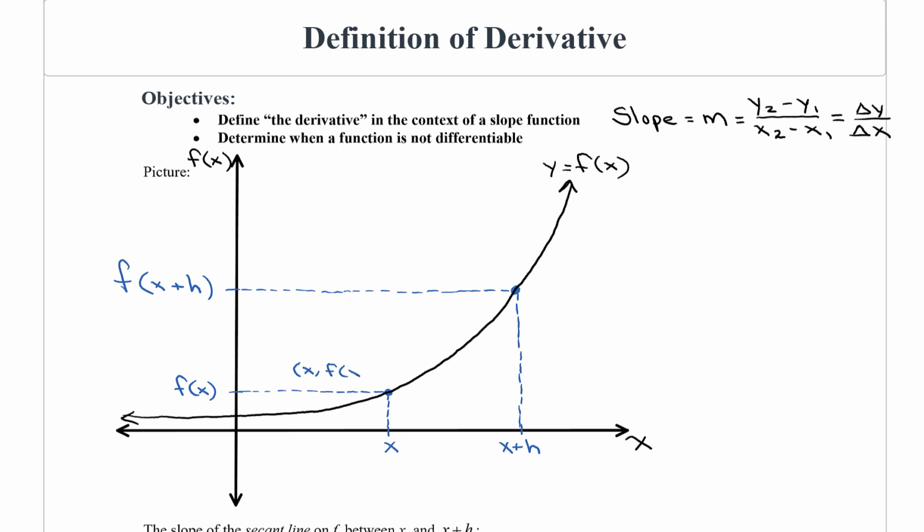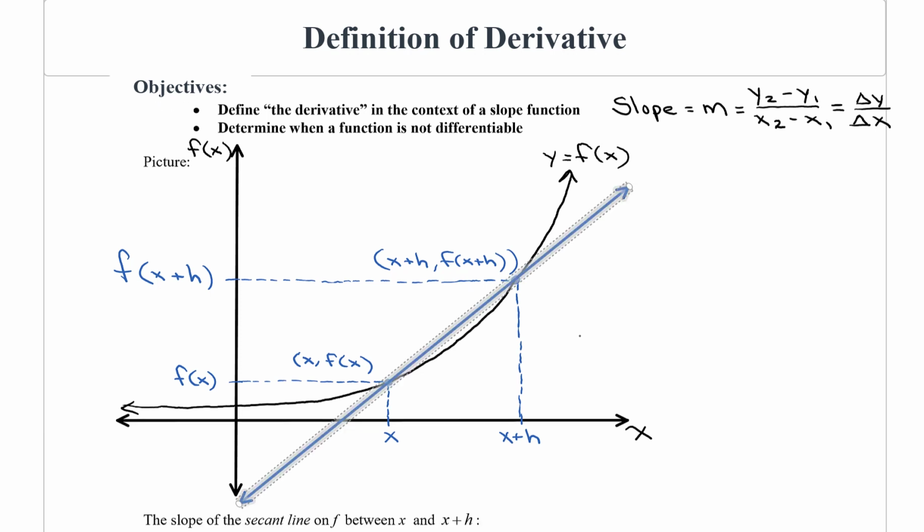I'm going to go ahead and label each one of these points with its corresponding ordered pair. That first point that I drew, that's going to be x comma f of x, and the second point will be x plus h comma f of x plus h. I'm going to draw a secant line that goes through both of those points that I drew.